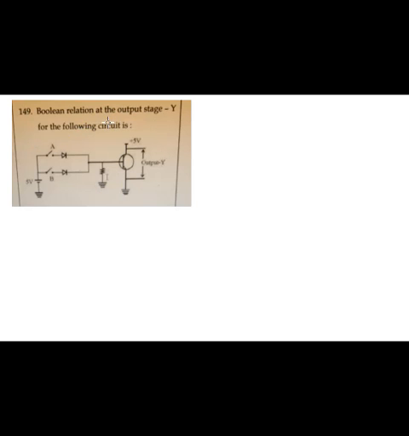The Boolean relation at the output stage Y for the following circuit is. You can see the inputs are marked here A, B, and the output is marked here as Y. Now we need to write the Boolean equation, and for that we need to analyze what is the logic operation carried out by the circuit.